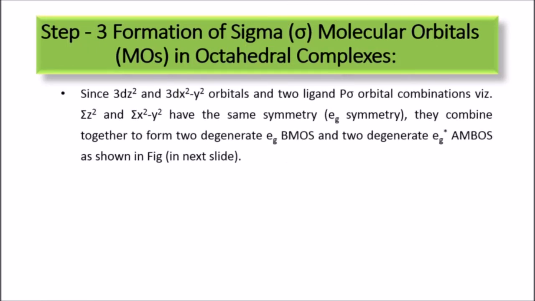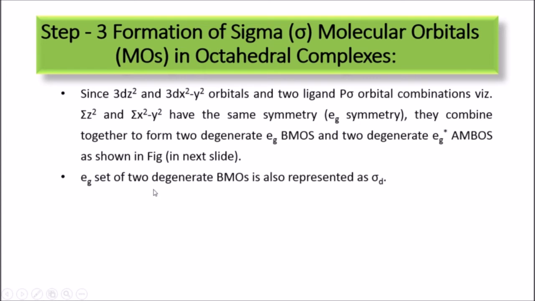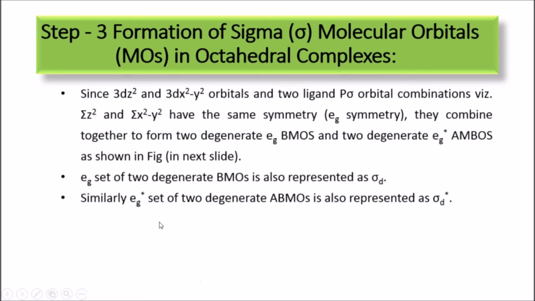Now since 3d z square and 3d x square minus y square orbitals and 2 ligand p sigma orbital combination will have sigma z square and sigma x square minus y square have the same symmetry. Already we have told many a time that without similar symmetry there is no interaction, and here you can see that both have same symmetry, so they are going to interact with each other and going to give two kind of molecular orbital, BMO and ABMO. E.g. set of 2 degenerate BMO represented as sigma D, and similarly E.g. star set of 2 degenerate ABMO is represented by sigma star D.